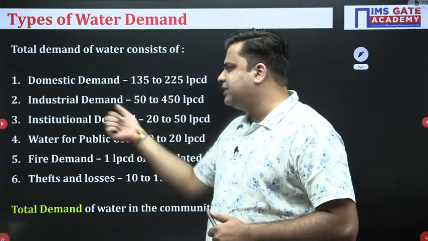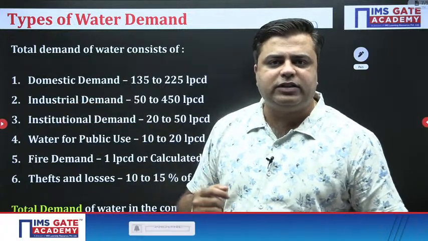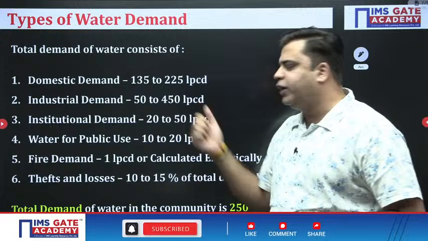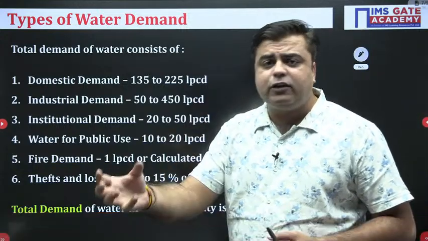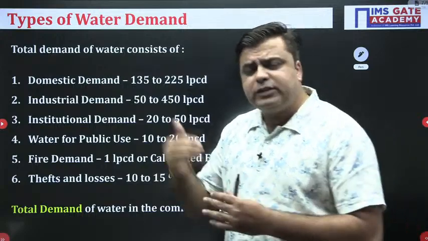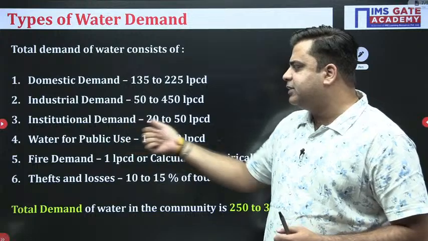Then you have industrial demand. Name itself says the entire story. The water required for industrial usages varies in the range of 50 to 450 LPCD depending upon the extent of industrialization of a city. If a city has more industries, industrial demand will be more. Then you have institutional demand.